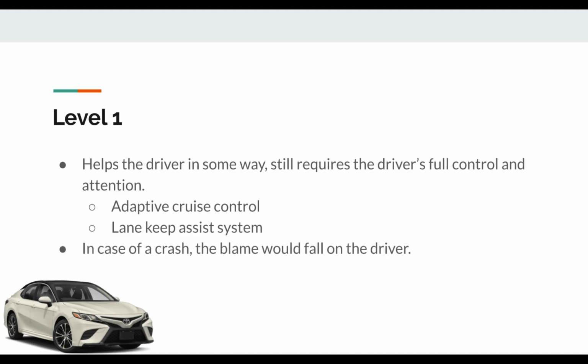Because these features are not meant to make the cars drive themselves, when a potential crash happens, all of the blame would fall on the driver. This crash most certainly did not happen because the car made it happen. It happened because of the driver's negligence.